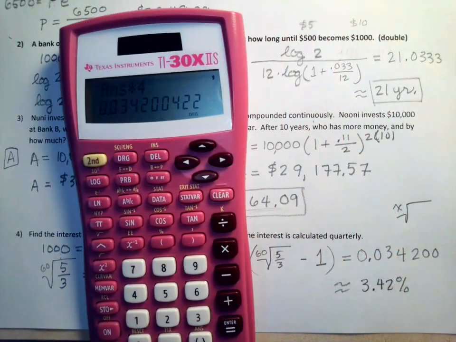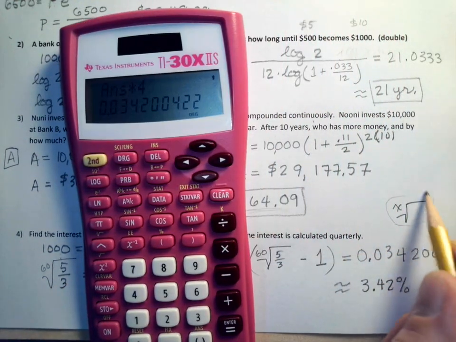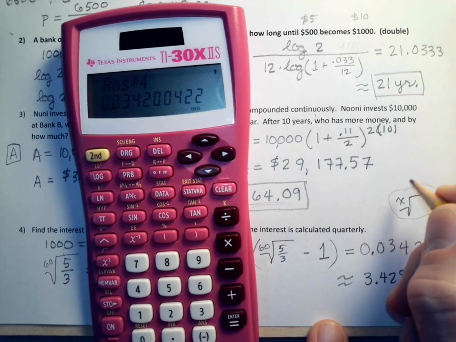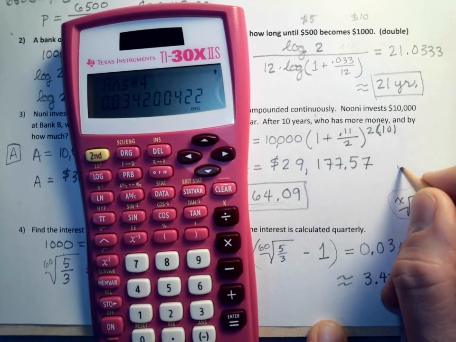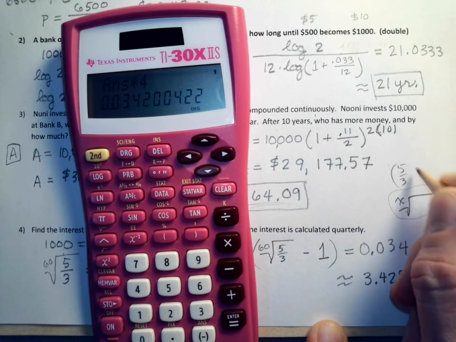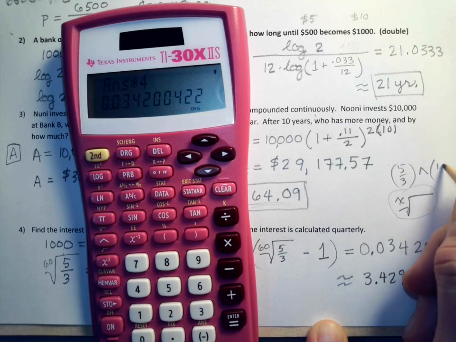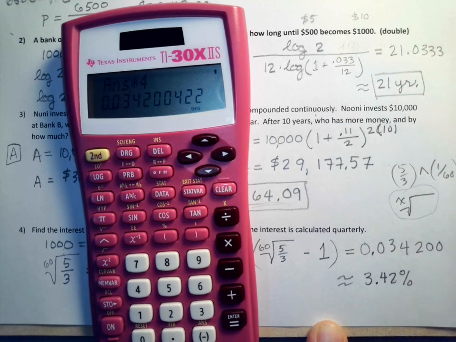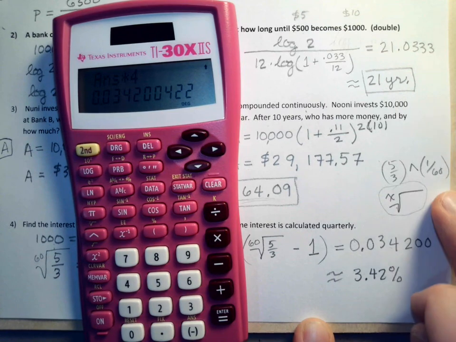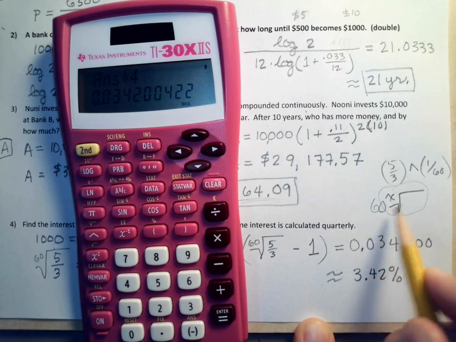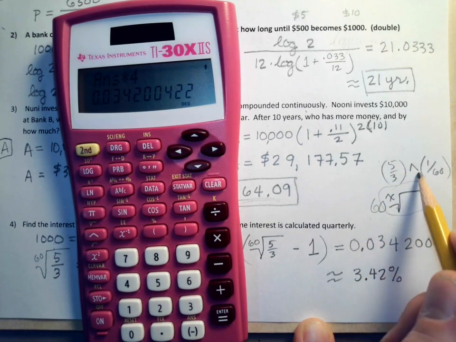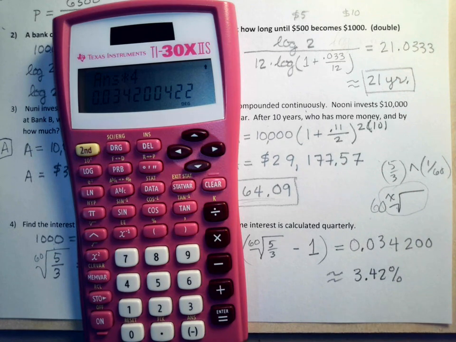Okay, so to get your 60th root, you could either use that button or think about raising 5/3 caret to the 1/60th power, right? So you could do that either way. Put the 60 first and then hit this button, or 5/3 raised to the 1/60 power.